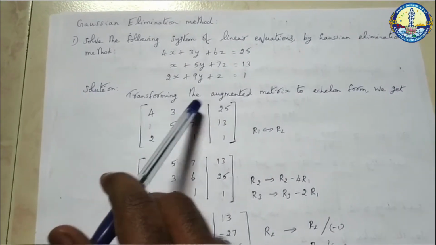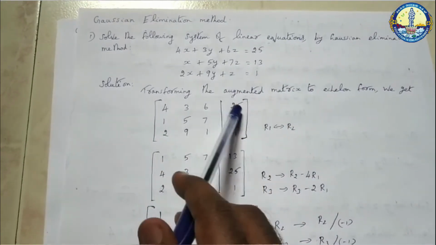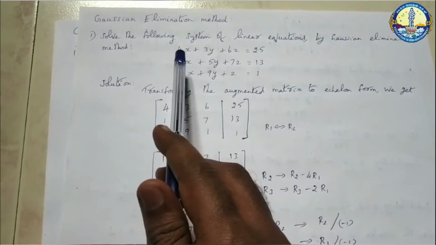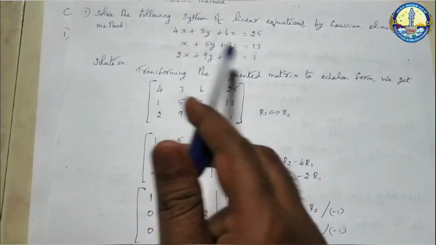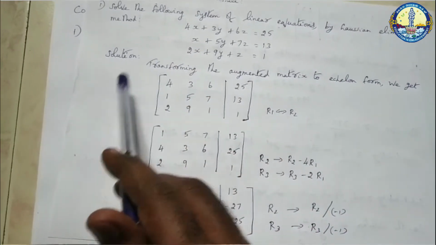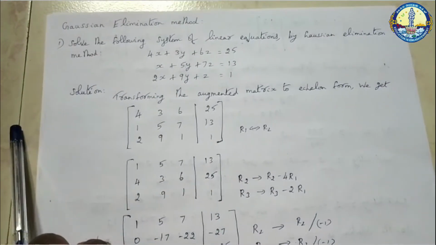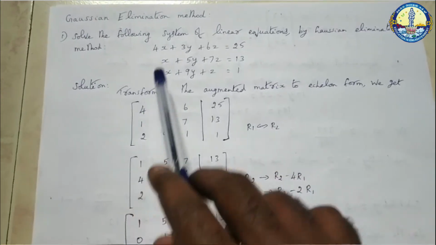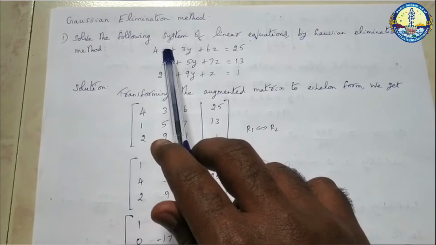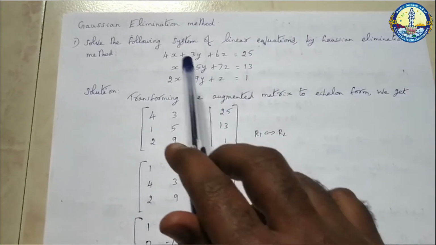That is, transform the augmented matrix to an echelon form. This is the augmented matrix. We have to write x, y, z. Either the question mentions x, y, z or x1, x2, x3, whatever it is, we have to find the solution for the variables mentioned. Here x, y, z is mentioned. So the coefficients of x are kept as the first row, then the second row and third row. Write the coefficients 4, 3, 6 and 25.